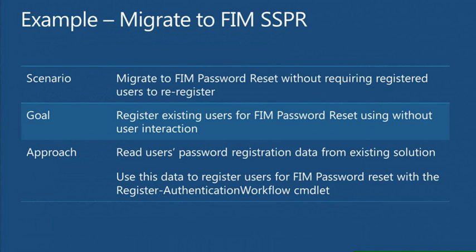One thing that we hear is, hey, in our organization, we already built our own SMS service. We already built our own self-service password reset. We already did that. And we've got all the answers already collected up. Now we want to move to FIM. We don't want to maintain our own custom version anymore. How do we get all the answers out of what we did already and put them into FIM? So, you can do that. And this is something that one of our customers did. They wrote a script using the register authentication workflow cmdlet and simply provided all the answers in bulk.